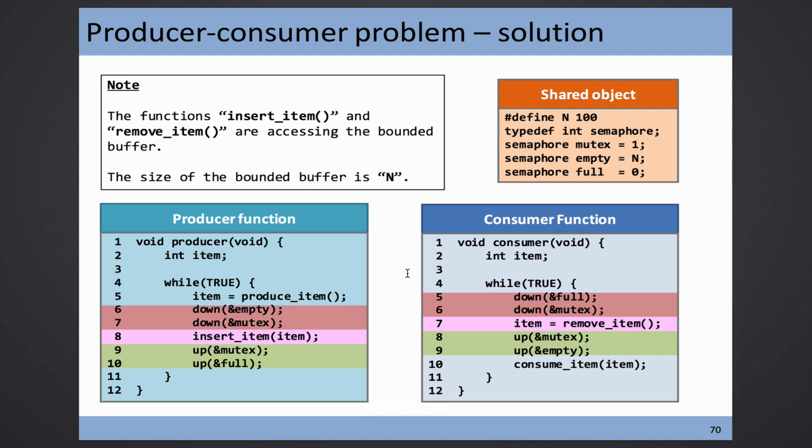Now, what are the colors? The colors, again, same coloring code. When it is red, it is a section entry. When it is green, it is the section exit.